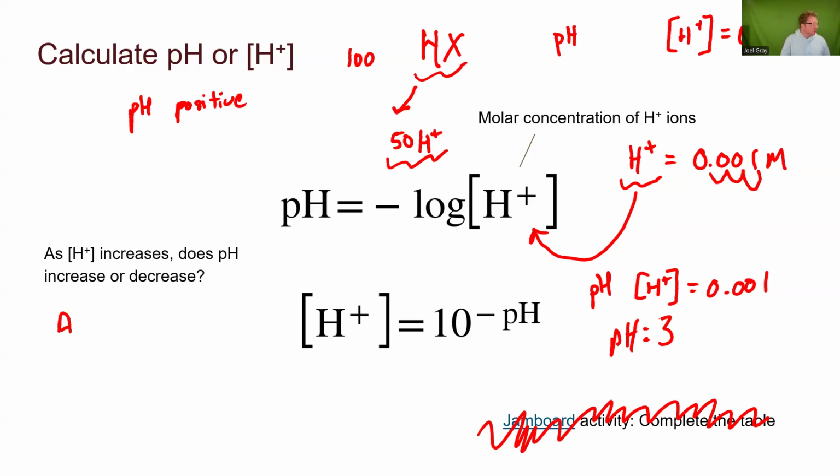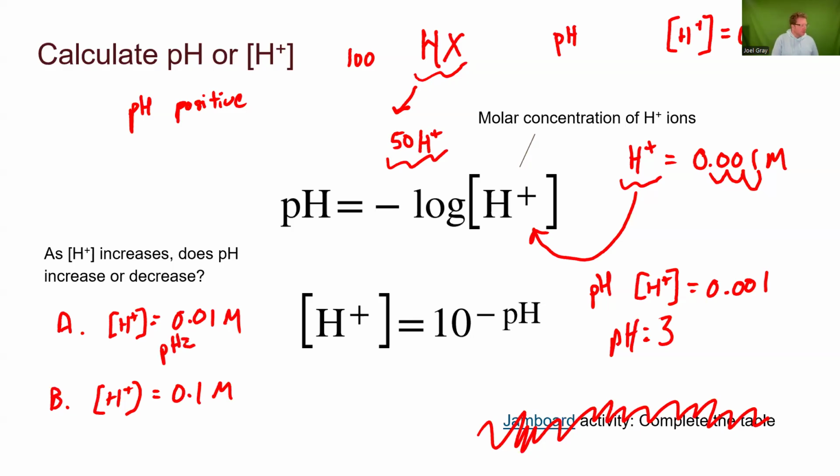Now, I'm going to give you two different solutions, A and B. A has a hydrogen ion concentration of 0.01. B has a hydrogen ion concentration of 0.1. Which is more acidic, A or B? Well, let's see. The pH of A is 2. The pH of B is 1. So which one's more acidic, A or B? B. The lower our pH, the more acidic it is. So you see how this is like a multi-level sort of question.